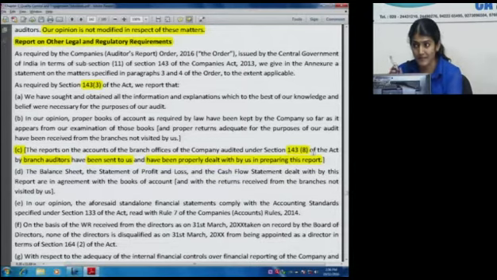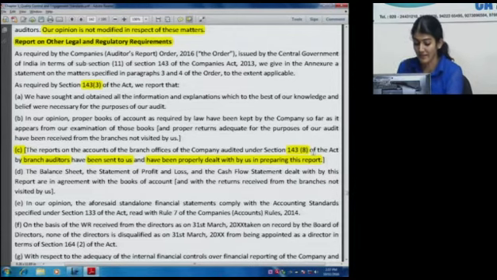मतलब वो 8 branches के लिए हमको report आ गया और वो report को consider करते हुए हमने अपना report बनाया है. If all branches would have been audited by the company auditor, then this sentence would not have come. But because 8 branches in our example have been audited by another auditor, that is why this sentence has come over there. Does everybody get that?